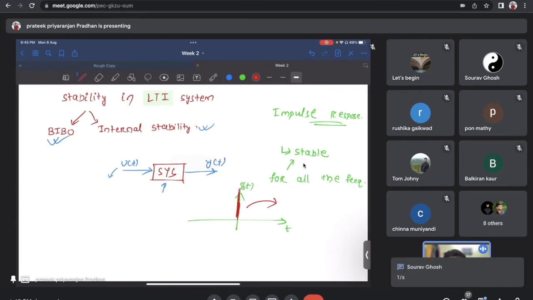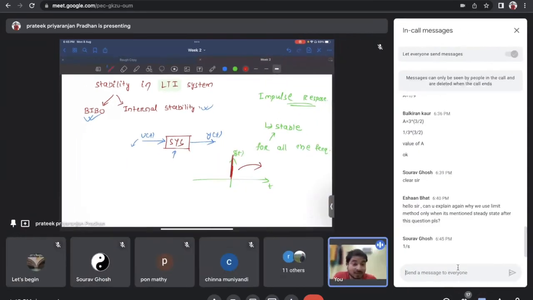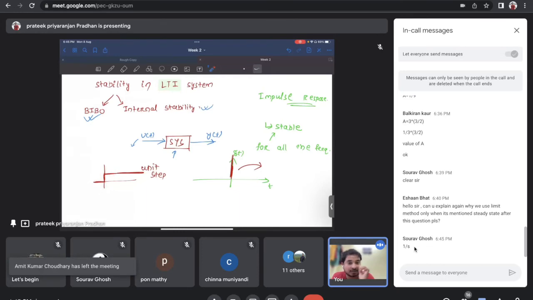Can I get some answer? No, Saurav, that is 1 by s for the unit step. The plot is like before t equal to 0, it's 0, and after t equal to 0, it's 1. This is the unit step signal, because you can see there is a step at t equal to 0. That's why it's called step. I'm talking about the impulse signal, not the unit step.